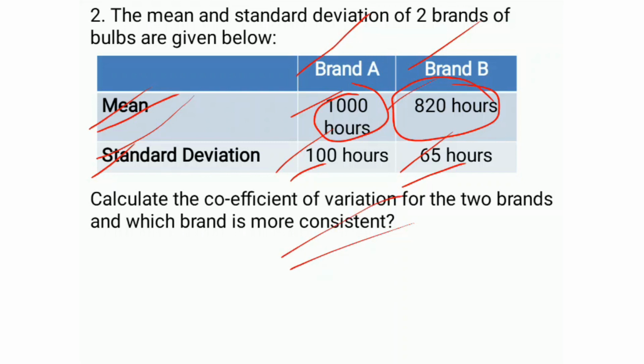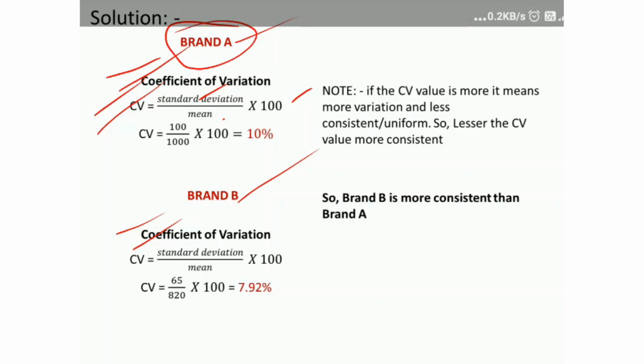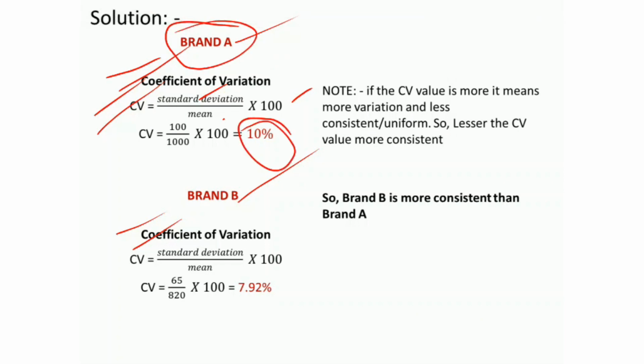So the solution is, you need to find CV, which we call the coefficient of variation. Coefficient of variation for both the brands will be calculated and compared, and we'll get the conclusion. CV is given by a very simple formula: standard deviation divided by mean into 100. So CV for brand A is 100 divided by 1000 into 100, which is 10%.